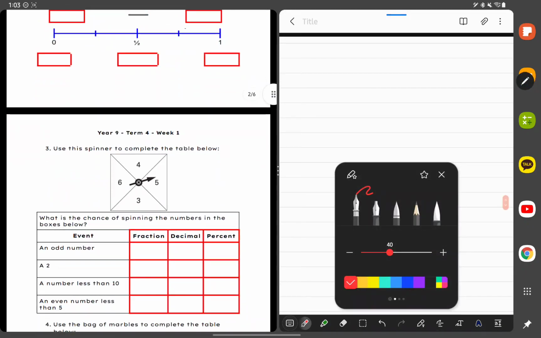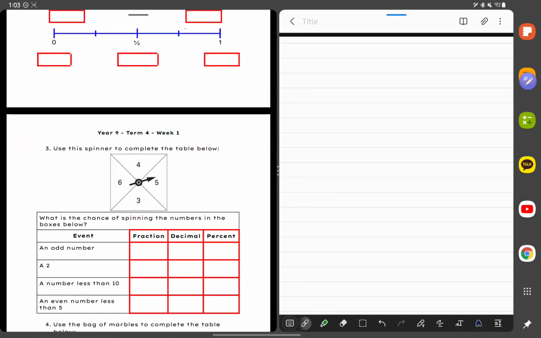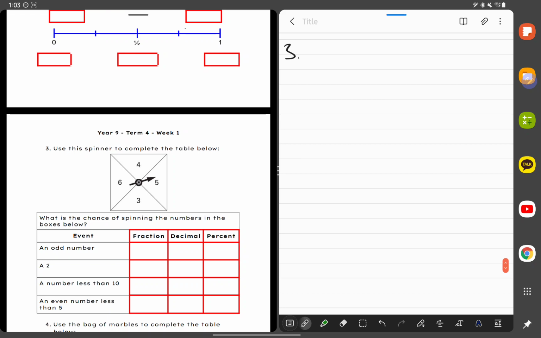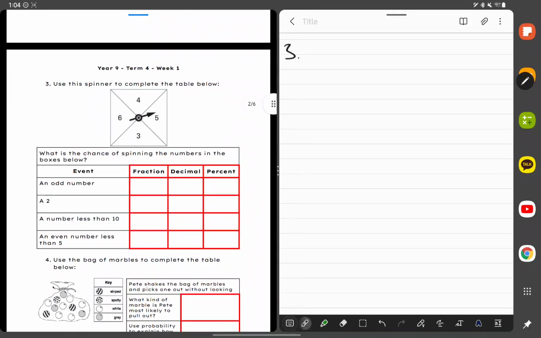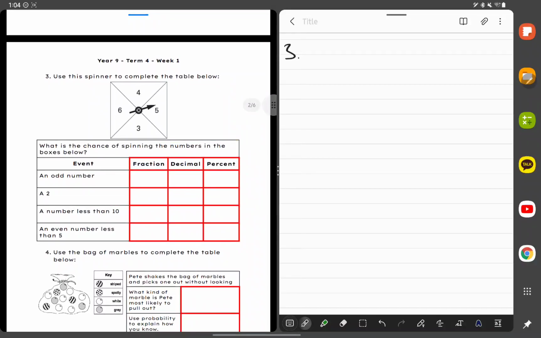Number 3. Change back to black. Number 3. Use this spinner to complete the table below. So let's say we're spinning that, right? What is the chance of spinning the numbers in the boxes below? An odd number.